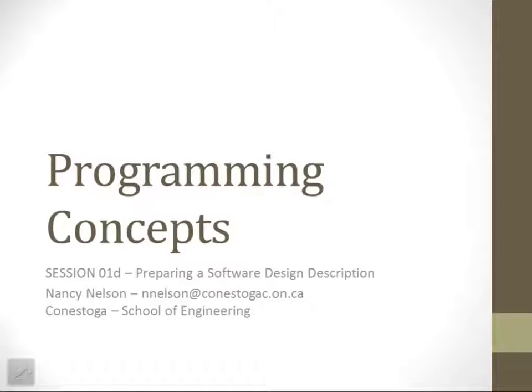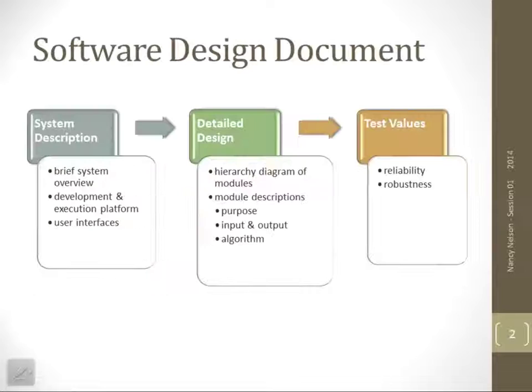In this session, we're going to talk about the elements of a software design description. As you remember from the planning video, there are three parts to the software design document: a general system description, the detailed design, and some test values. In the next couple of slides, we're going to take a look at each of these three sections in a little more detail.